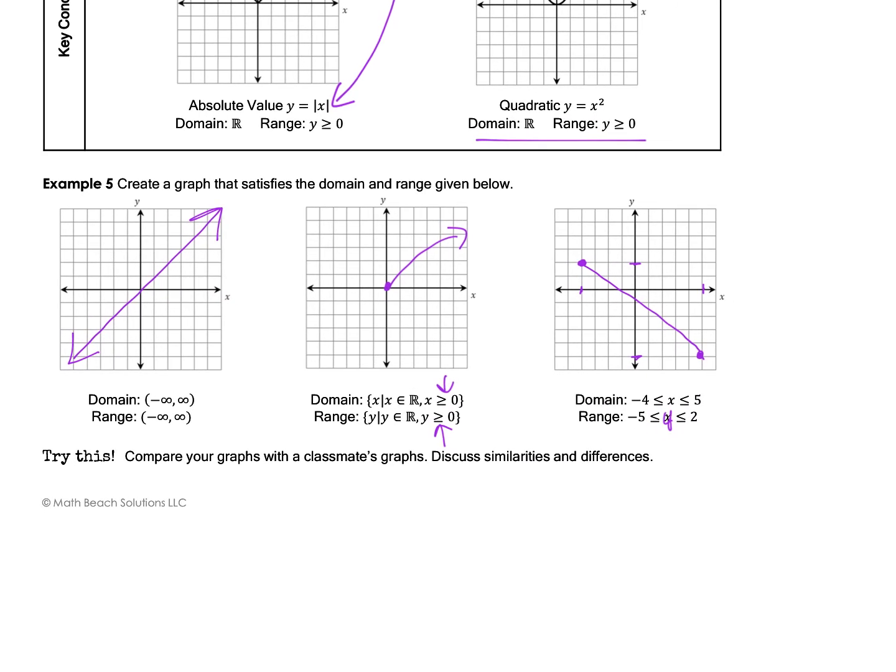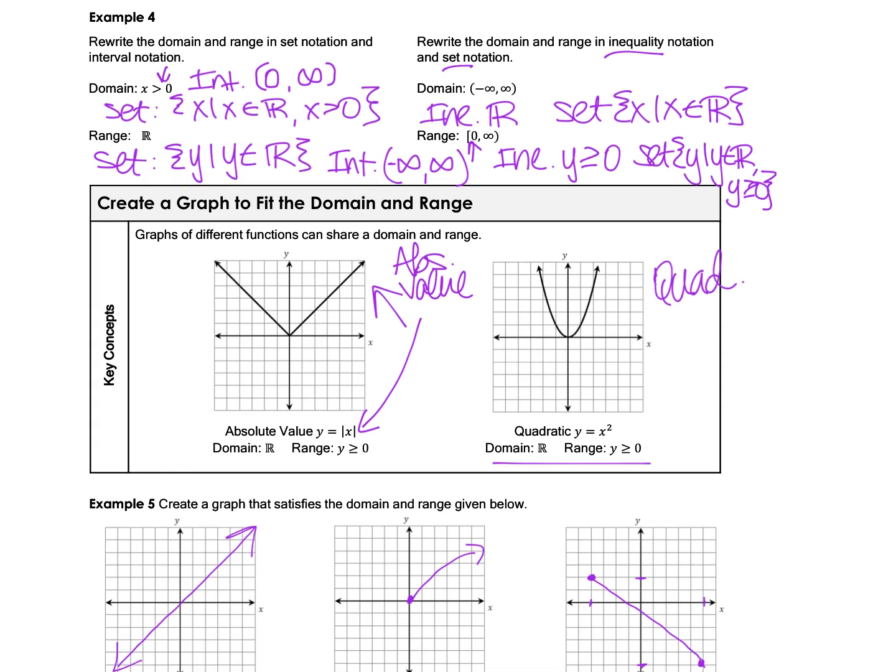Okay, there's your domain and range. If you have any questions, make sure that you come and see me.